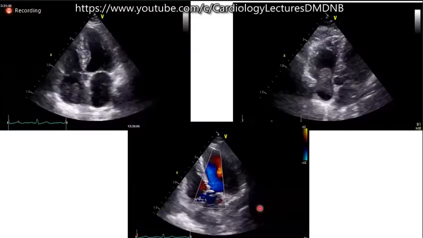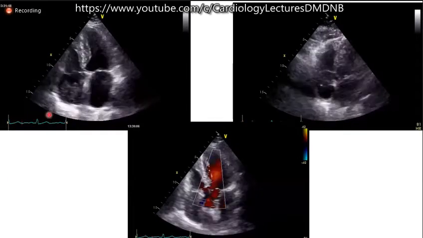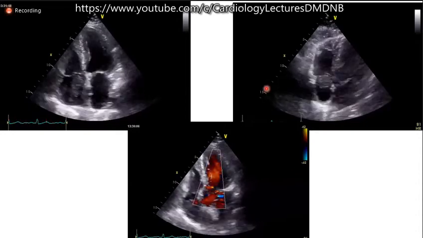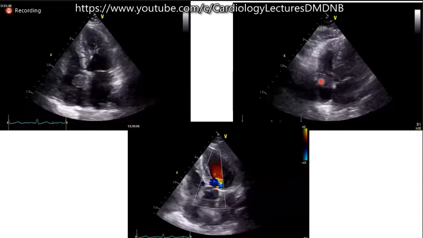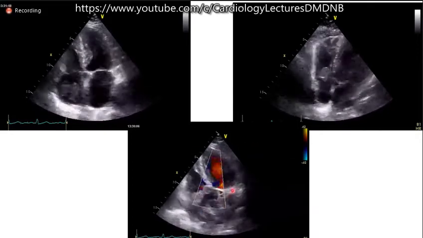Right atrial myxoma, though rare compared to left atrial myxoma, but the right atrium is the next chamber where there can be a myxoma. So you can see the myxomatous mass here. You can see that the mass is here. And this was surgically removed and was found to be a right atrial myxoma.